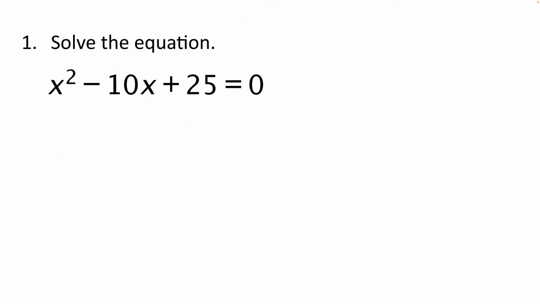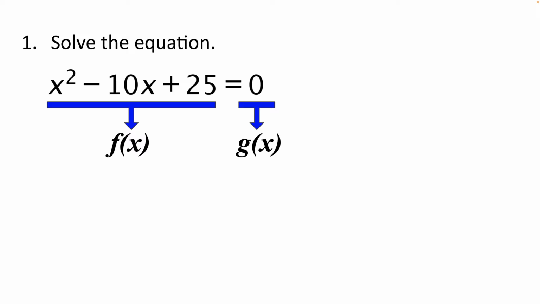Let's take a look at our first example. We want to solve the equation x squared minus 10x plus 25 equals 0. To solve this equation graphically using Desmos, we're going to call the left side of the equation f of x and the right side of the equation g of x. So f of x is going to be the function x squared minus 10x plus 25, and g of x is going to be the function 0.